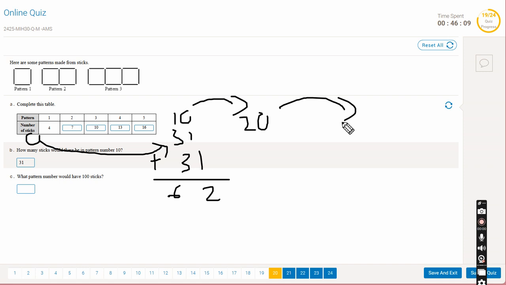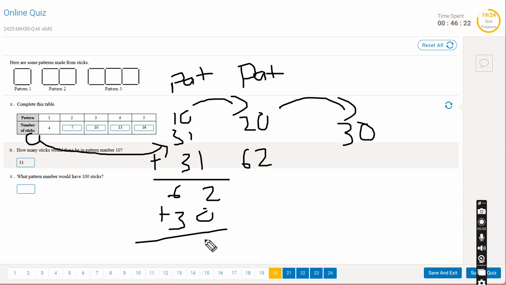So that's going to be 62. Then again, you're going to be traveling to 30. So 30 patterns. So 10 patterns, you got 31. Then 20th pattern, you're going to get 62. Then add another 31, so you're getting 93. So when you reach the 30th pattern, you're getting 93.